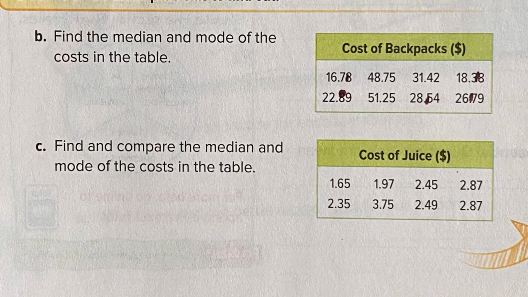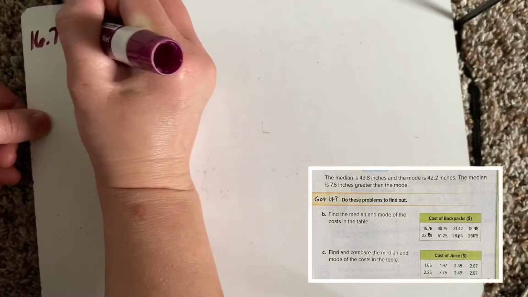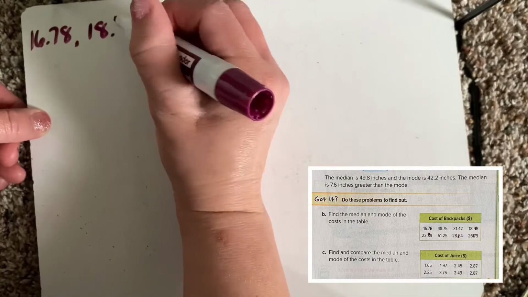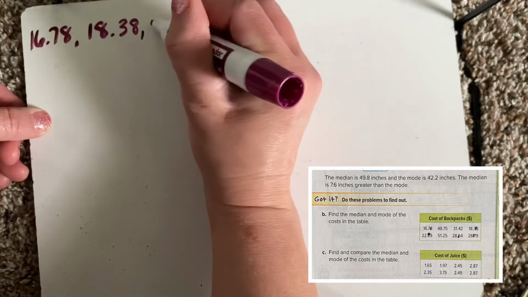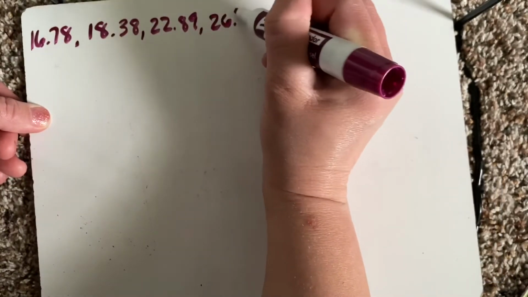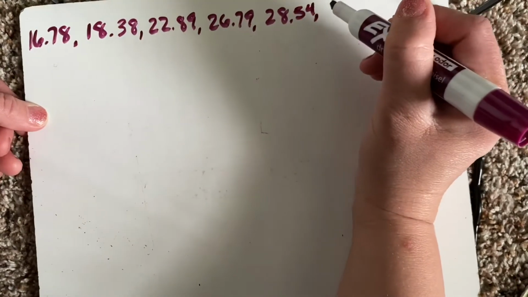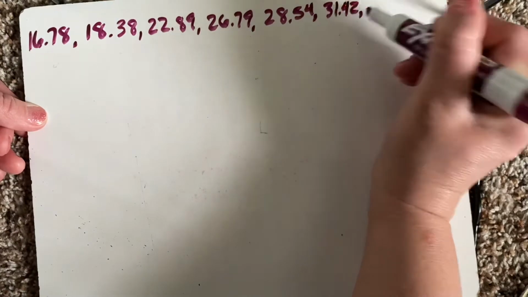Okay, I'm skipping ahead to the got it problems on page 819. Letter B says find the median and mode of the costs in the table. So here we have listed some backpack dollar amounts. We're going to list those out, and guess what we're going to do? That's right, we're going to put them in order.